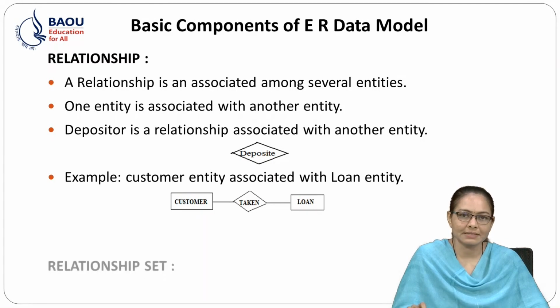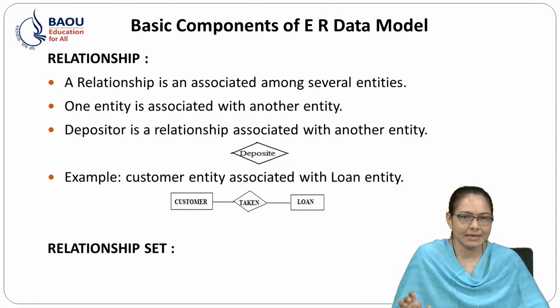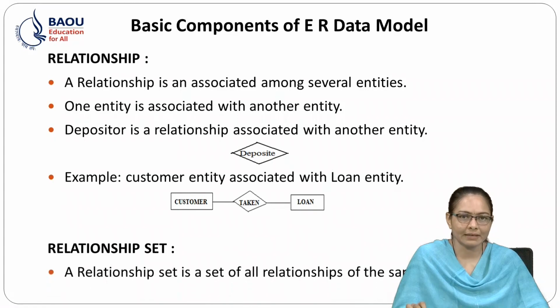Now the next is relationship set. What do you mean by relationship set? A relationship set is a set of all the relationships of the same type. All the entities in an entity set are associated with the relationships in a relationship set.